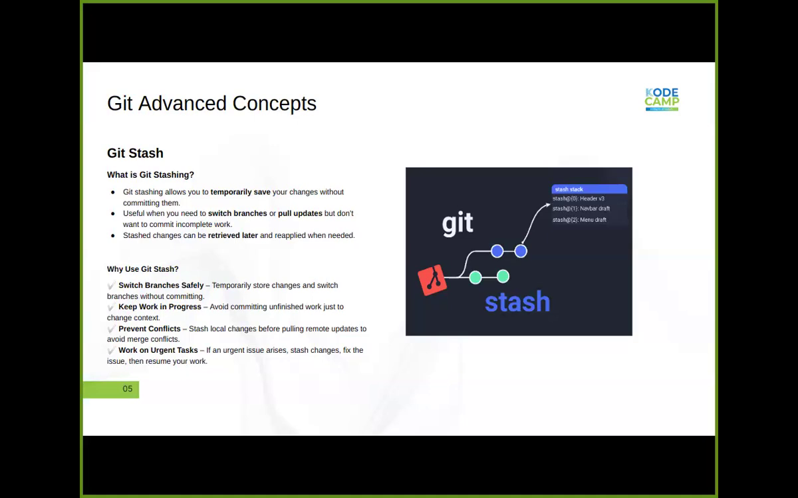So instead of just creating half changes in your staging area, you just stash them. Then whenever you are ready to complete that particular bug fix or that particular feature implementation, you stage it.